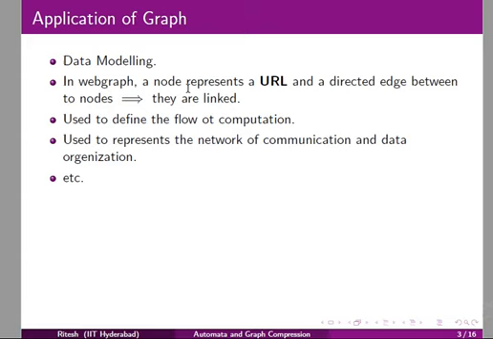In a web graph, suppose we have URLs. We treat each URL as a node, and the link from one URL to another URL is an edge. We can say it is a representation of a graph from one URL to another URL. The URL is like a vertex, and the link is the edge. This is the very basic idea: with the help of a graph we can define the flow of computation, and it is also used to represent networks of communication and data organization.